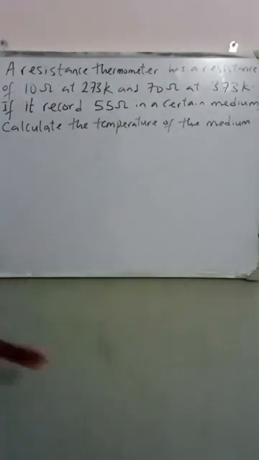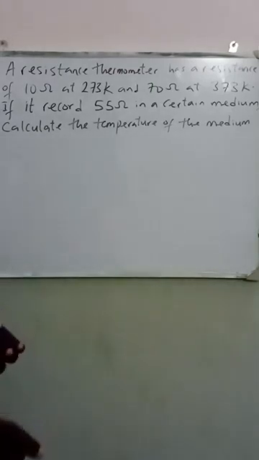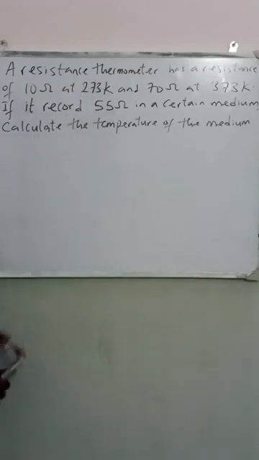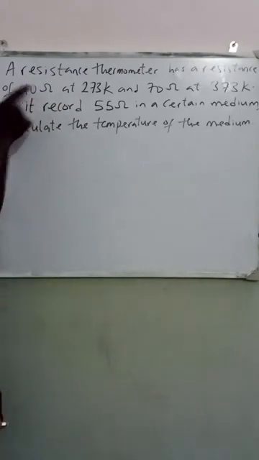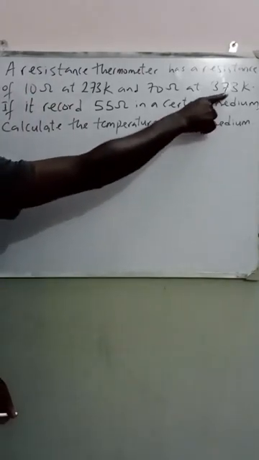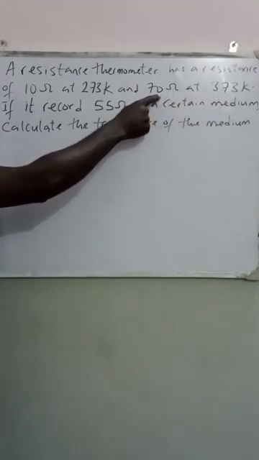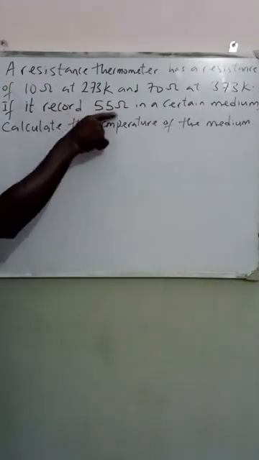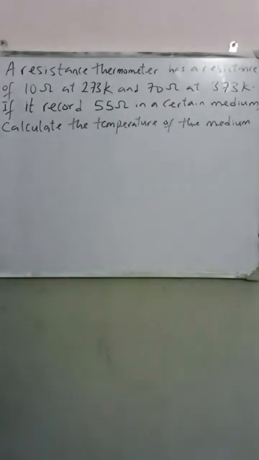You can see that a particular thermometer that is not known is called a resistance thermometer. If you look at the question very well, its fixed points are well defined, because they said it has 10 ohms at 273 Kelvin. This implies that at the lower fixed point, it corresponds to 10 ohms. Also, at the upper fixed point on the Kelvin scale, it corresponds to 70 ohms. They are now asking that if that resistance thermometer records 55 ohms in a particular medium, they want us to calculate the temperature of that medium.